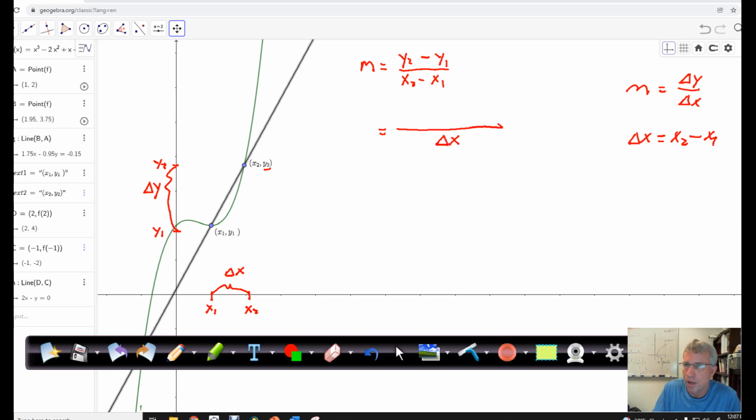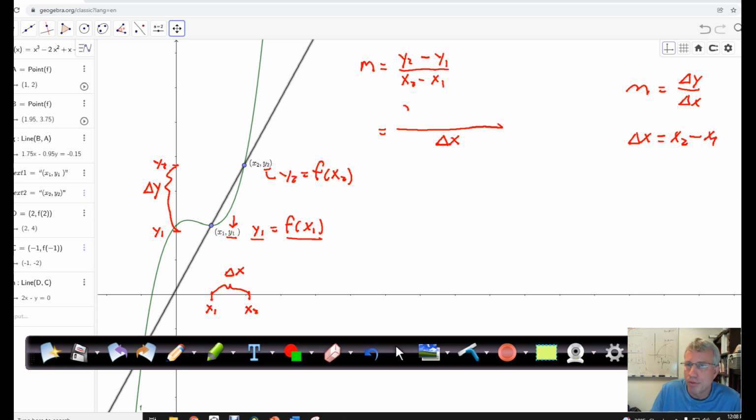We're letting delta x be this difference. So that's step 1. Step 2 is to recognize that the function output y sub 1, the function output at x sub 1, is just the same thing as taking the function and plugging x sub 1 into it. Similarly, y sub 2, the function output when the input is x sub 2, is just the function evaluated at the input x sub 2. So y sub 2 and f of x sub 2 are the same thing, and y sub 1 and f of x sub 1 are the same thing.